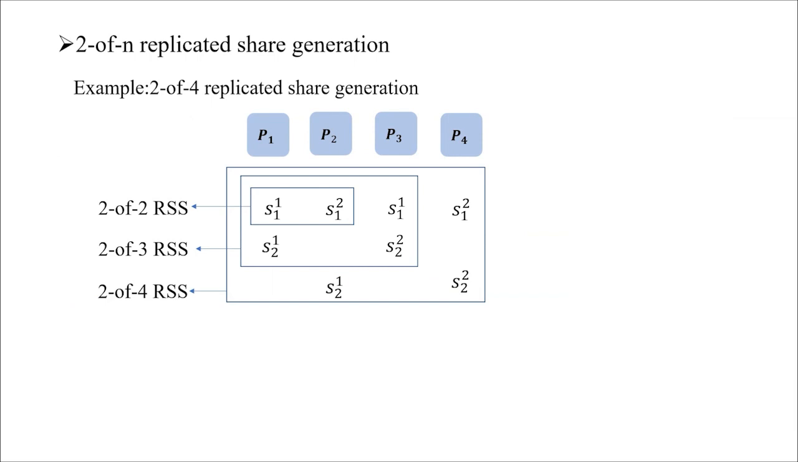Take 2-out-of-4 RSS share generation as an example. In 2-out-of-2 RSS, the dealer samples two additive shares S11, S12, and sends them to P1 and P2 respectively. 2-out-of-3 replicated share generation is based on 2-out-of-2. The dealer copies P1's share S11 to P3, then generates a new set of shares S21, S22, and distributes them to P1 and P3 respectively. 2-out-of-4 replicated share generation is based on 2-out-of-3. The dealer copies P2's share S12 to P4 and distributes the new shares S21, S22 to P2 and P4 respectively. So far, choosing any two parties from our four can reconstruct the secret S.